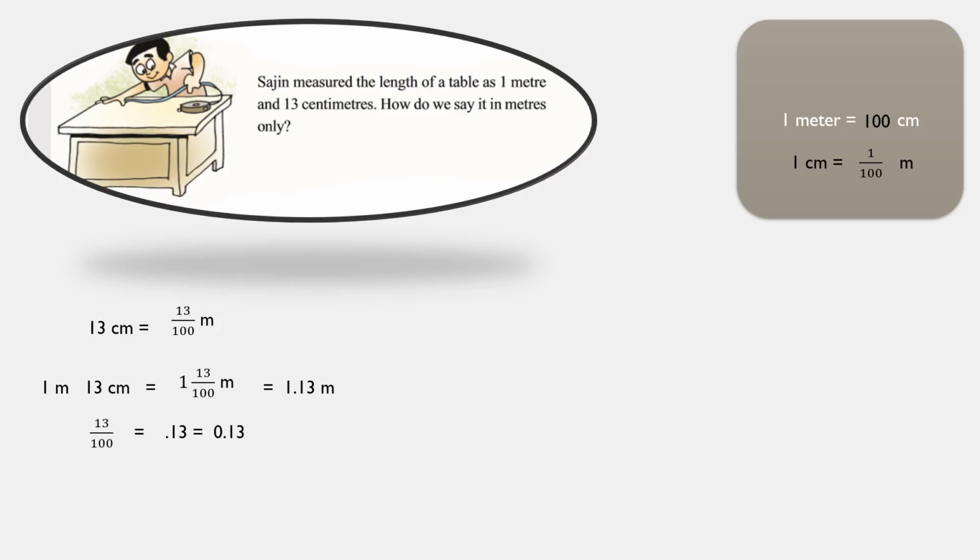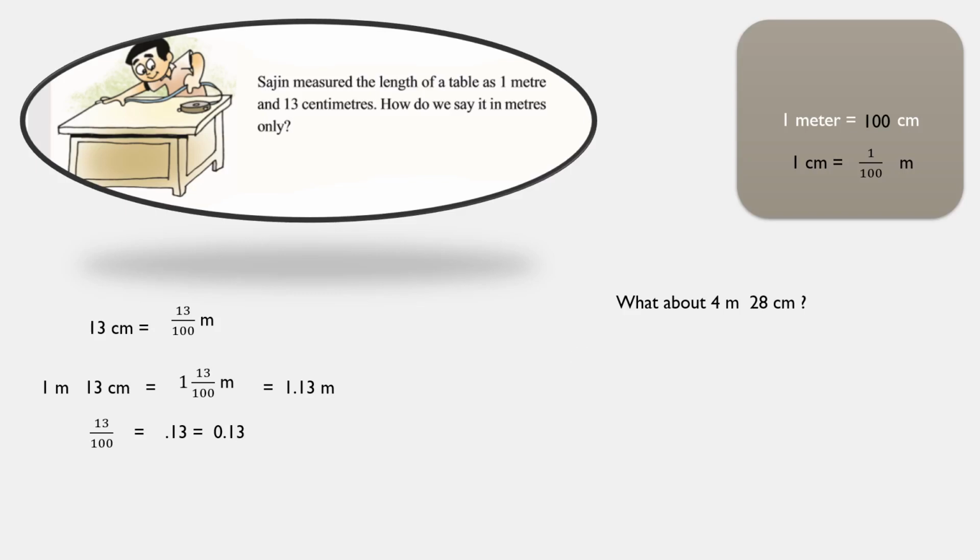Isn't it? In the same chapter, in the same question, we have learned the same. So by comparing these two fractions, what can we say? 13 by 100 is equivalent to 0.13. So always remember that it's always better to write a decimal form as 0.13, putting a 0 before the decimal point. So I hope you understood the question. Let's do one more problem.